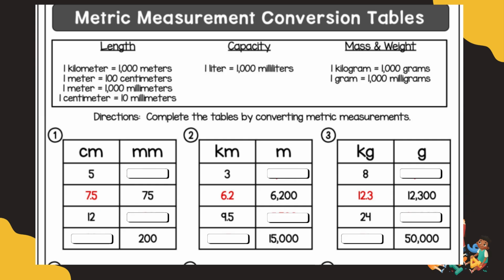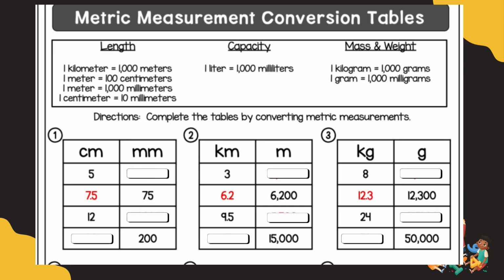For box number 2, you're going from kilometers to meters. If you look at the conversion box up top, 1 kilometer equals 1,000 meters. So for every kilometer, you must multiply by 1,000 to get the amount of meters. You're going to do the opposite, meaning divide by 1,000 to get the number of kilometers. So for 3, you're going to multiply by 1,000.